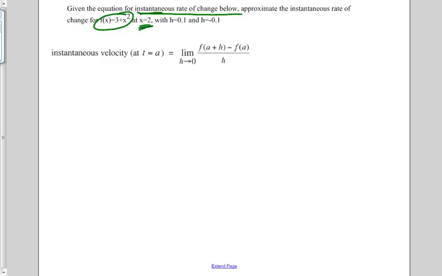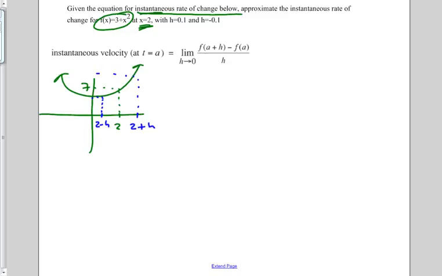Okay, so what does this graph look like? Well, we know that 3 plus x squared looks like this. And when x equals 2, my function evaluating that is 7. And what I'm going to do is choose 2 points: 2 plus h, and 2 minus h. And we're going to look at the average rate of change between 2 and 2 minus h, and the average rate of change between 2 plus h and 2.